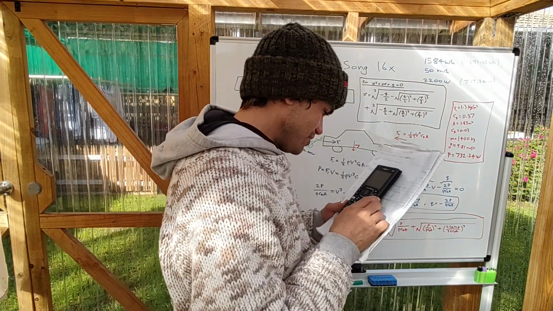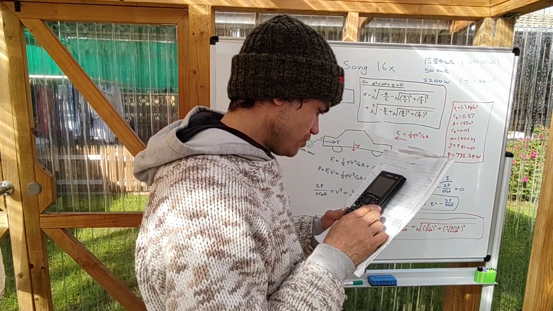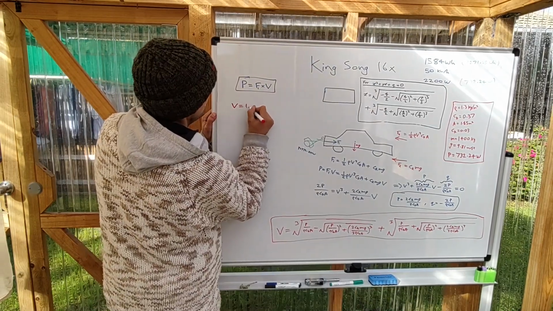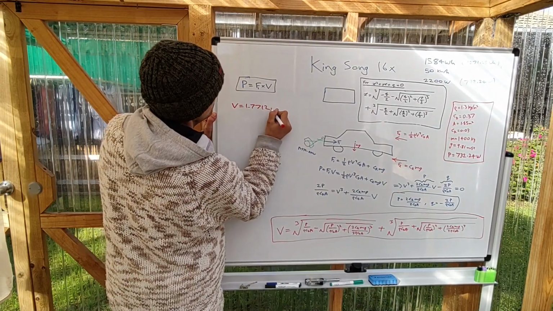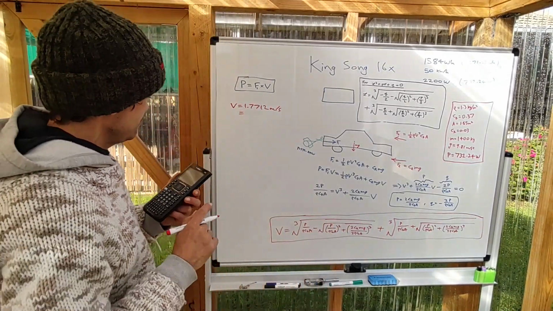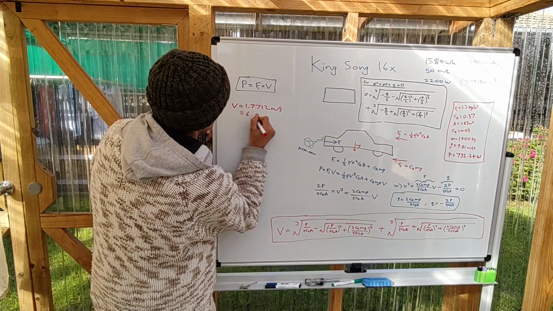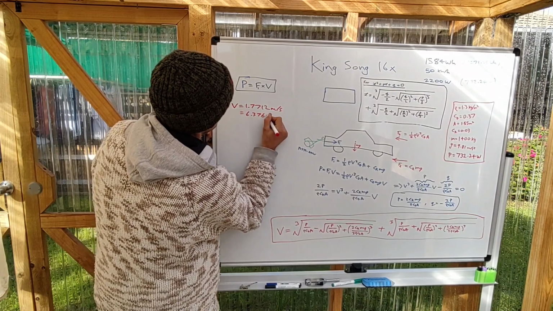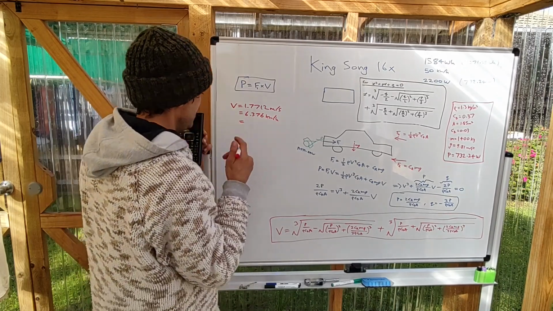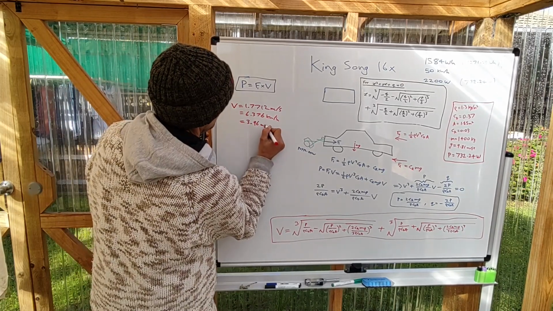The answer is V equals 1.7712 meters per second. In kilometers per hour, 6.376 kilometers per hour. And in miles per hour, 3.96 miles per hour.